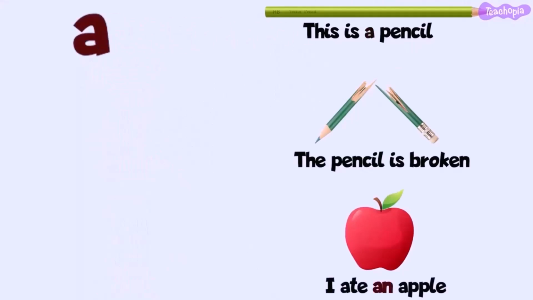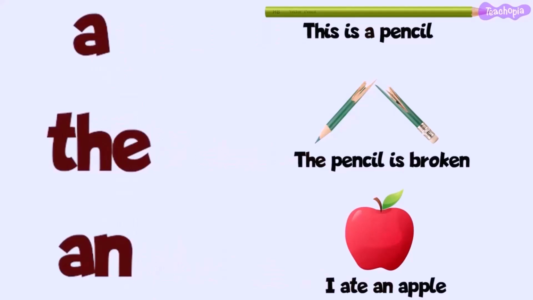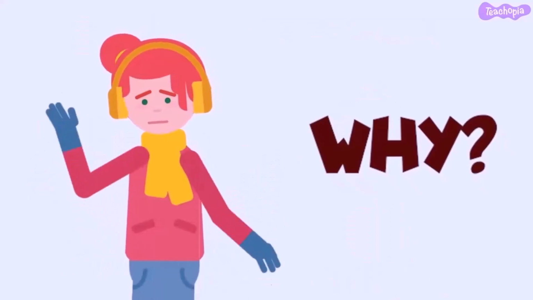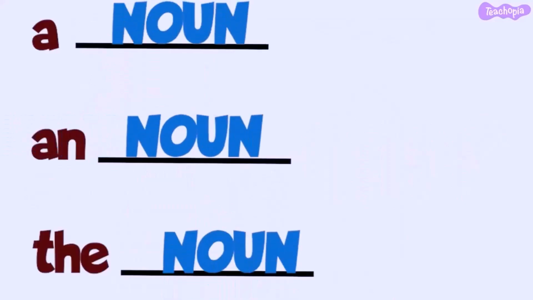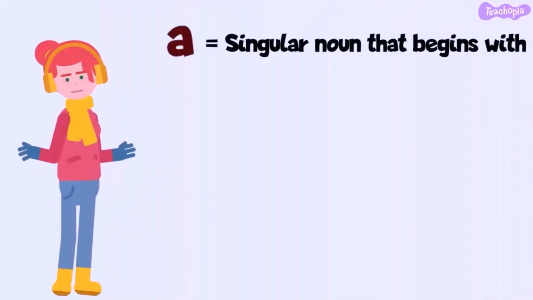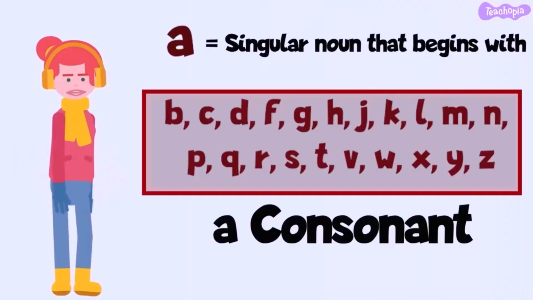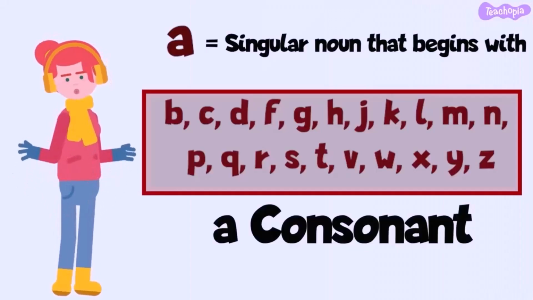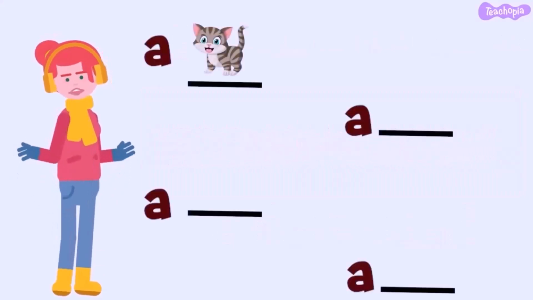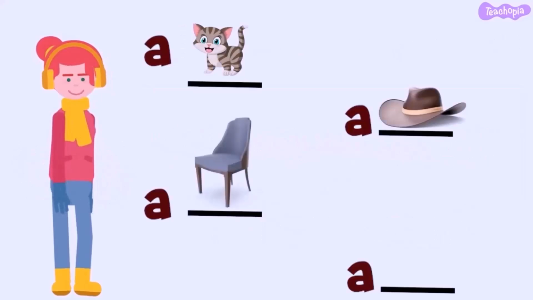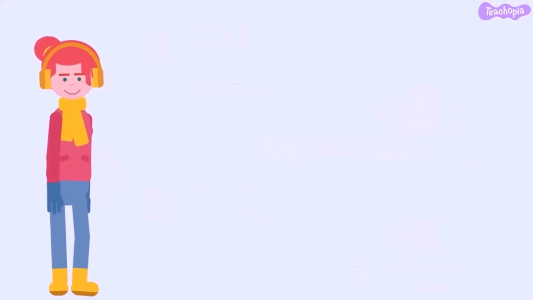We use the words a, an, and the before the nouns pencil and apple. But why? A, an, and the are words we use before some types of nouns. We use a before a singular noun that begins with a consonant. For example, a cat, a hat, a chair, a house.